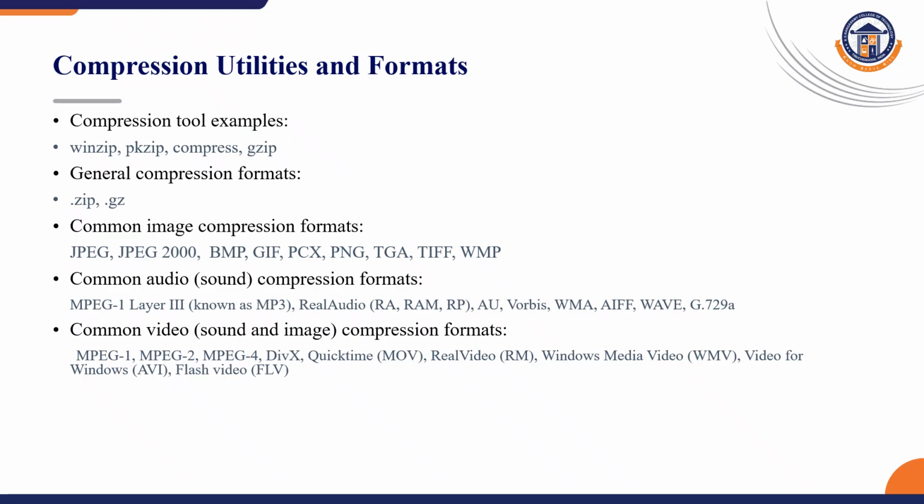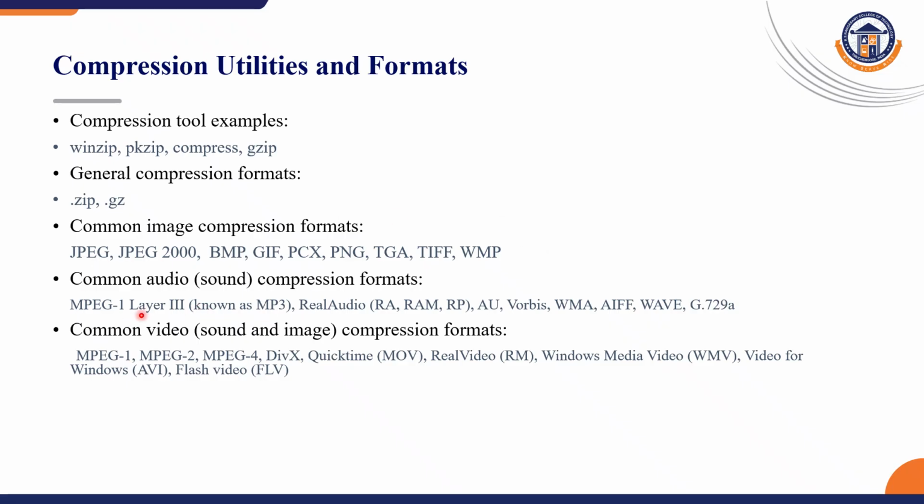The different formats and utilities for compression techniques are, for example, WinZip, PKZip, compress, zip. These are some of the formats used for compressed folders. General compression folders use .zip, .gz. For image compression, we have JPEG 2000, BMP, GIF, PCX, PNG, TGA, TIFF, WMP. These are some of the image compression formats.